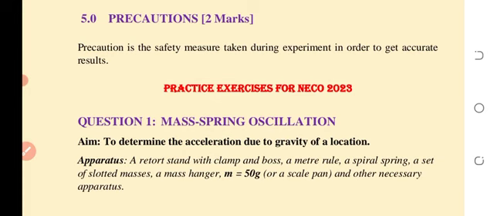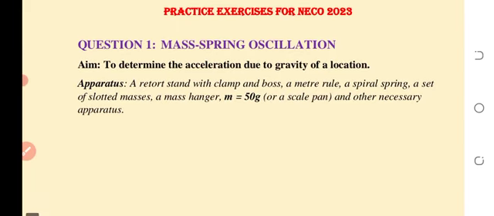Okay, now below are the practice exercises for NECO 2023, and in question number 1, we may be looking at something in the region of mass spring oscillation from the reports we've gotten so far. For mass spring oscillation, we may be determining the acceleration due to gravity of a particular location. Here is the list of apparatus given. We'll be given a procedure, but we can use this question to practice, because this is a common experiment, and see what we can do with it.